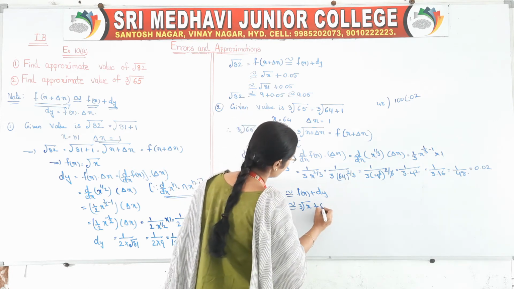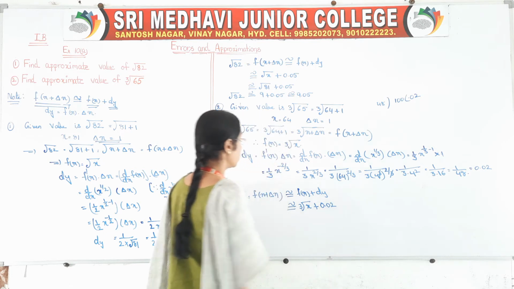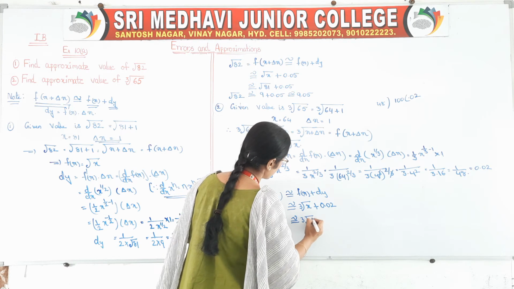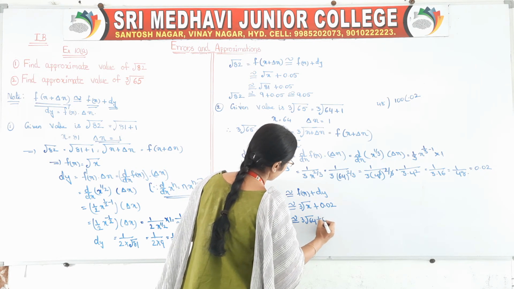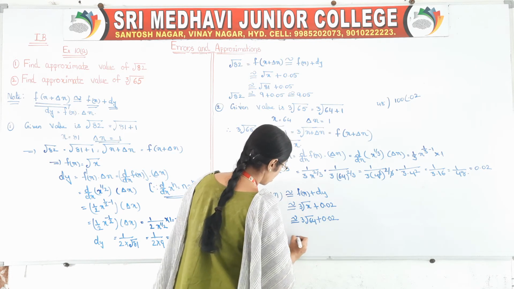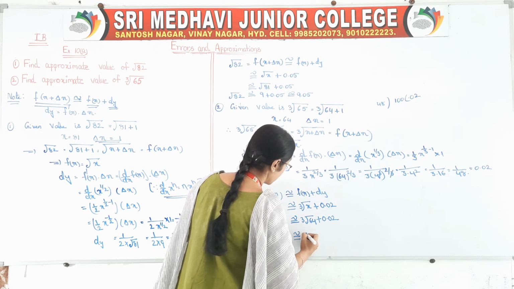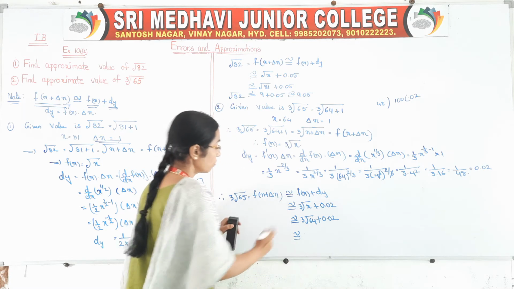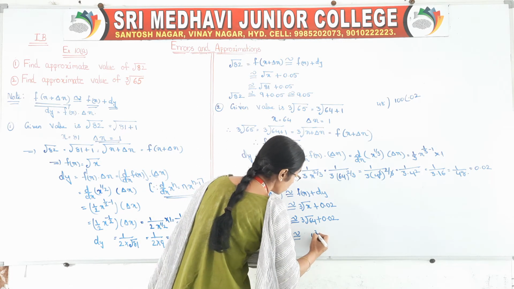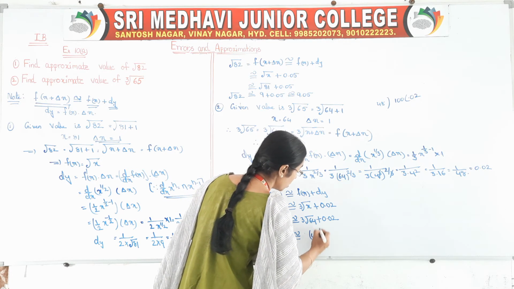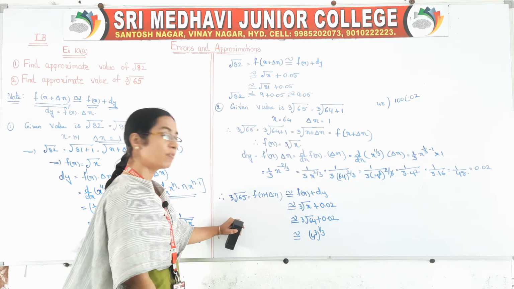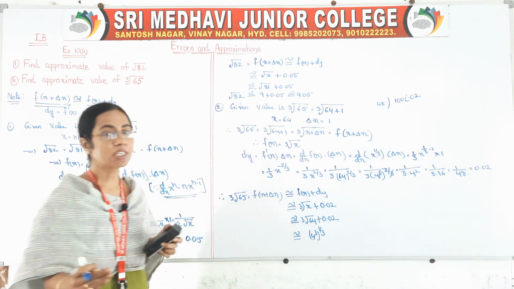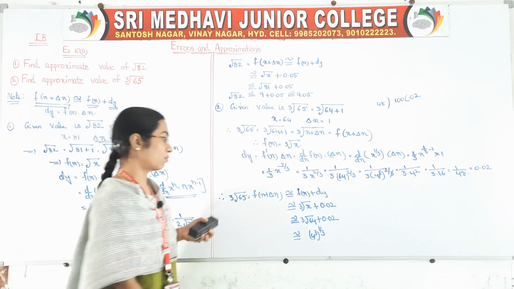Now we got that value, 0.02. So it is approximately equal to cube root of 64 plus 0.02. So approximately equal to 3... how will we write cube root of 64? We can write 64 as 4 cube. Cube root means to the power of 1 by 3. 64 is taken as 4 cube: 4 4s are 16, 16 4s are 64.